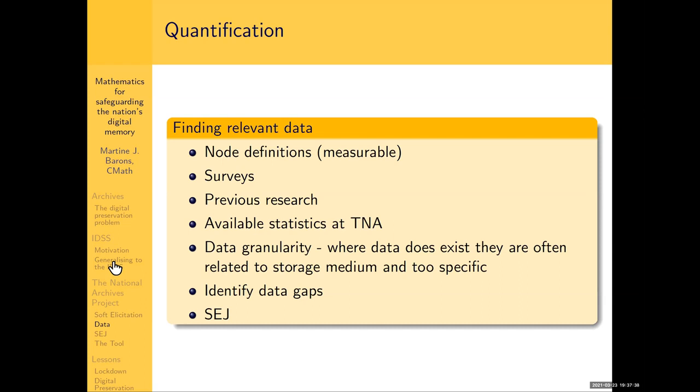Where are we going to find the data? There are surveys, and some of the data was relevant for that. There was previous research; there's a whole research sector in digital archiving. There were available statistics from the National Archive. They had been collecting some data, but typically the data was at the wrong level, the wrong kind of granularity. For example, the longevity of this particular type of hard drive compared to that particular kind of hard drive isn't so useful. You want to know what mix of media you've got your archives on, and how that influences the overall preservation and so on. So once we'd identified some data gaps, we went for structured expert judgment.